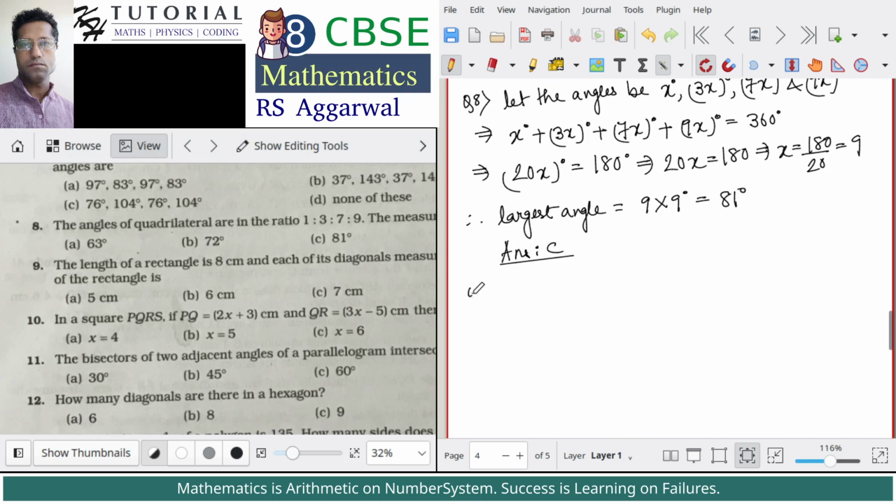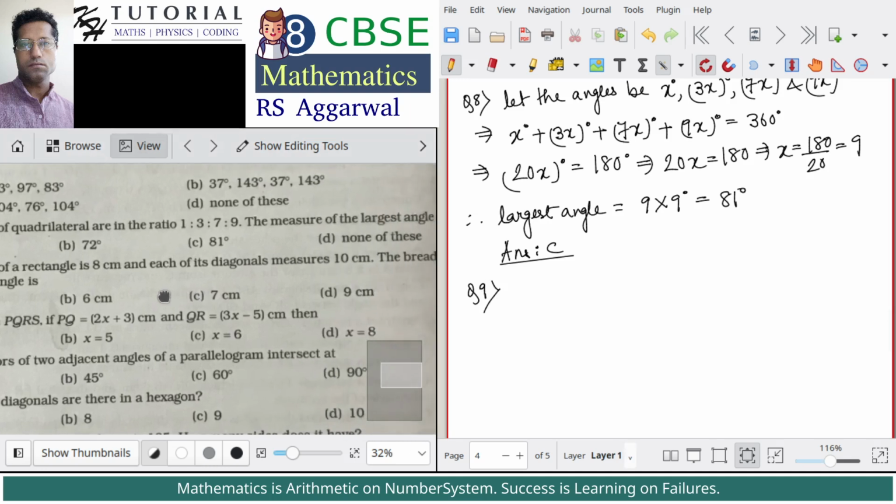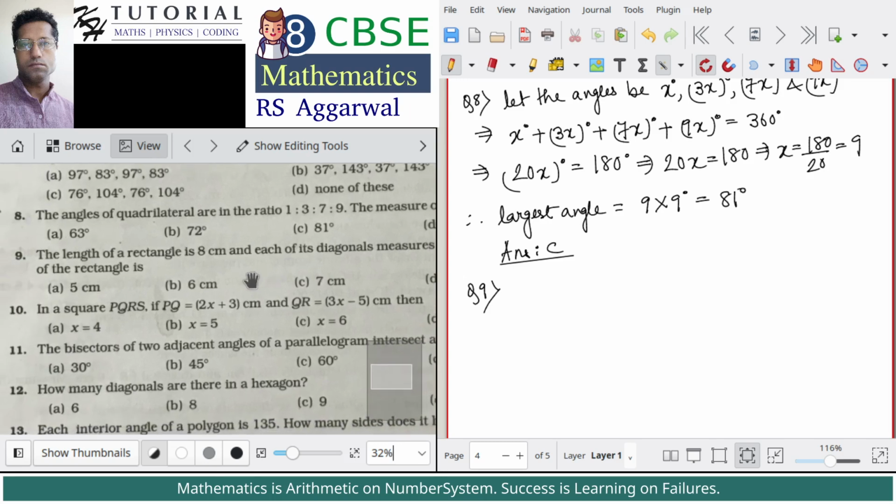Let's do question number 9. The length of a rectangle is 8 centimeter and each of its diagonals measures 10 centimeter. The breadth is, this is also a type of question that I have already solved in some previous video while solving exercise 16a or 16b. So I am not doing this problem. Skipped. Already done.